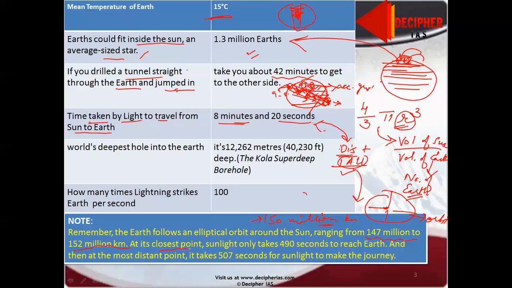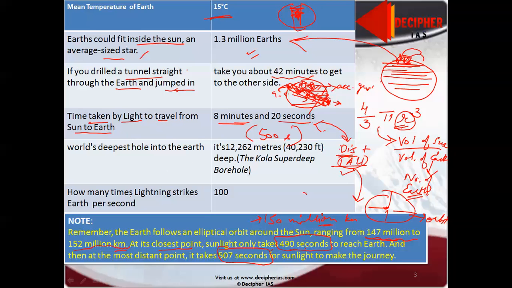At the closest point, the distance is 147 million kilometers, and the speed is the same, so the time comes out to be 490 seconds in which the light travels from Sun to Earth. But if you take 152 million kilometers, the time comes out to be 507 seconds, and here it is 500 seconds. 8 minutes 20 seconds is equal to 500 seconds.